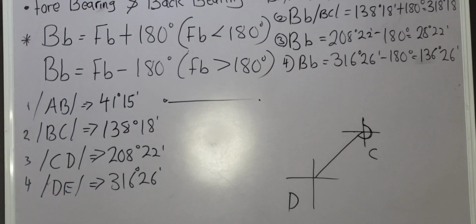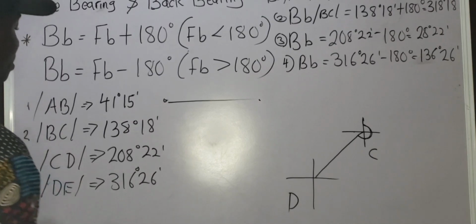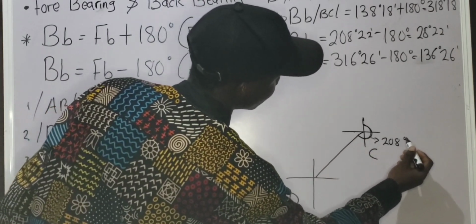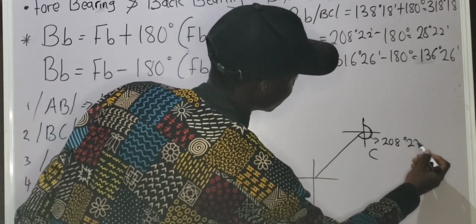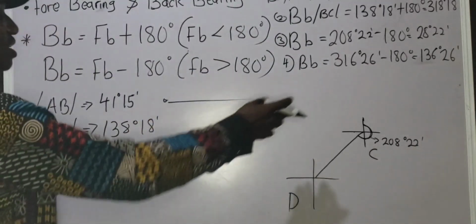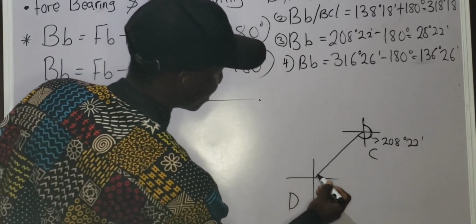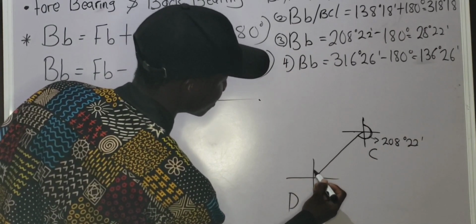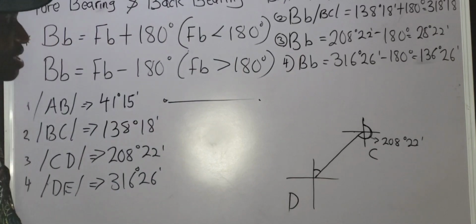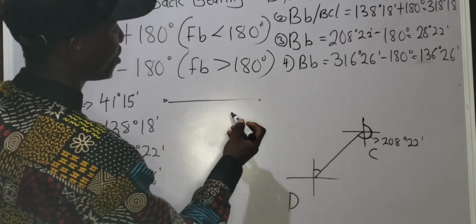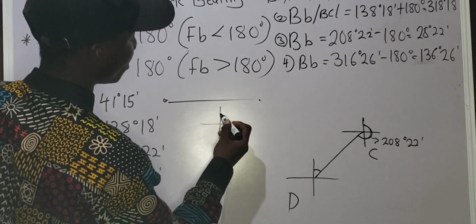Now, to calculate the back bearing of point C, don't forget that this angle is 208 degrees 22 minutes. The back bearing of 208 degrees 22 minutes will be from this place to this place. You understand? How do I know that? Don't forget that we measure bearing from the northward. We measure bearing from the northward.